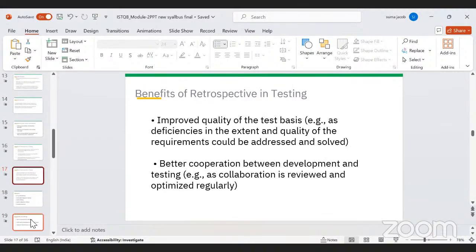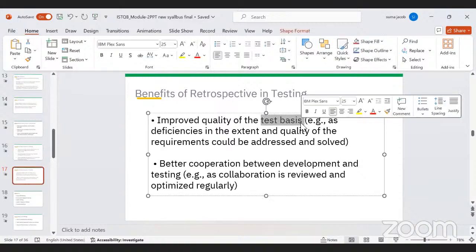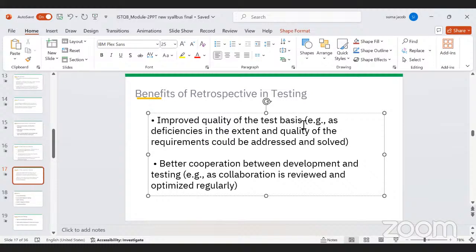And the next one is improved quality of the test basis. So what is test basis? Test basis. You might have actually learned this in the first module. So based on what you are preparing the test documents or test cases. So it is a source of information. So if you want to prepare the test cases, you need some source of information. So it can be a requirements document or a design document, or maybe just a flow diagram.